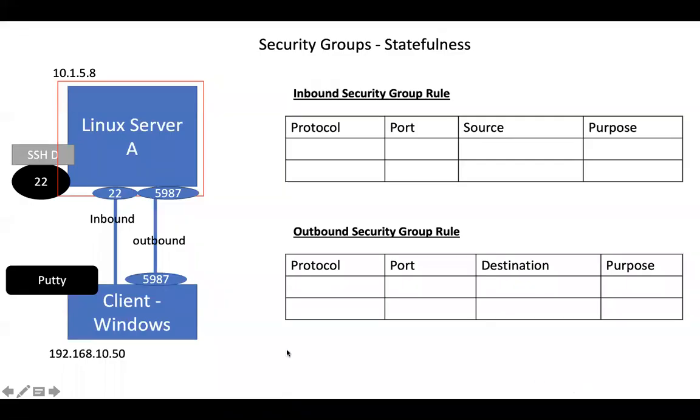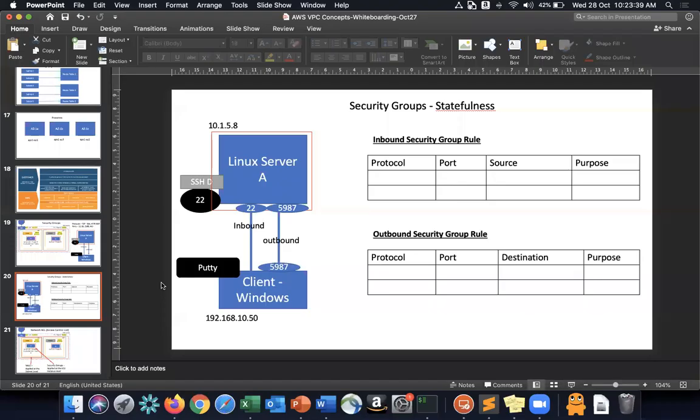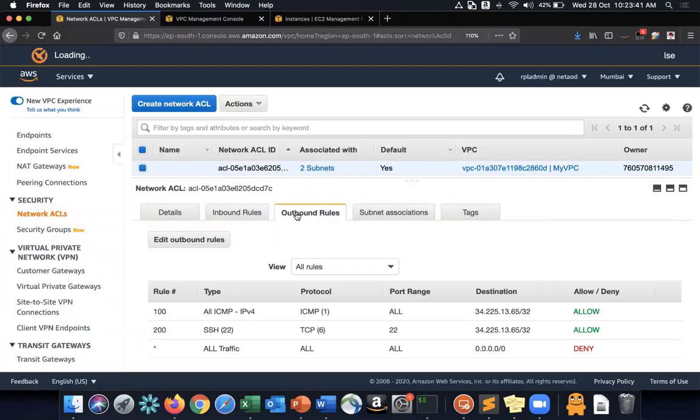When you use programs like SSH or web servers and things like that, the client is making an inbound connection to the Linux server on port 22, whereas the Linux server is making an outbound connection on some random port to the client, like 5987, which is the ephemeral port. Okay, so now you have not allowed the ephemeral port in the network ACL. You have only allowed port 22 in the network ACL.